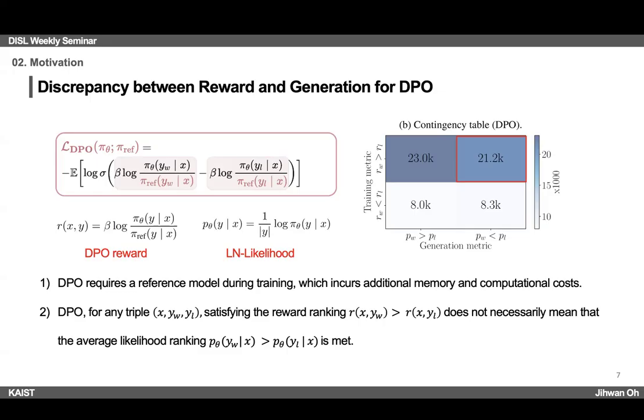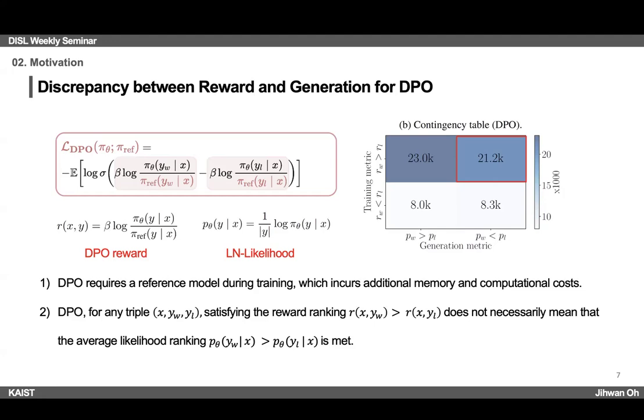Even if the reward prefers chosen data over rejected data, the model may still assign a higher generation probability to rejected data. To support this claim, they provide a contingency table shown on the right. In particular, the top right cell shows a large number of cases where the chosen rewards are greater than the rejected ones, but the model prefers rejected outcomes in the generation process. To put it simply, DPO does not use the actual effective reward that aligns with the preference during training.